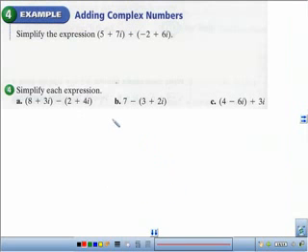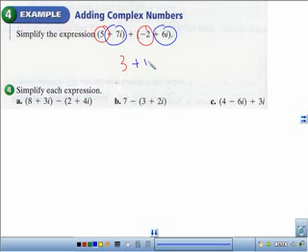Alright, simplify the expression 5 plus 7i plus negative 2 plus 6i. Well, if we're adding, just add the normal numbers with each other, and that'll give you 3. Then combine the imaginary parts with each other. So positive 7i plus positive 6i gives you positive 13i, and that's it. You can't combine these because this is imaginary and this is real.